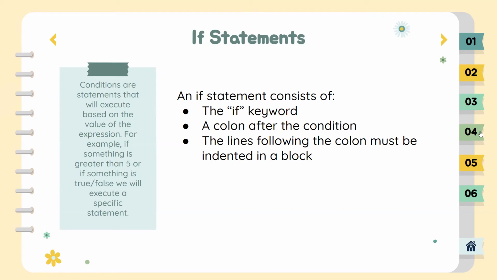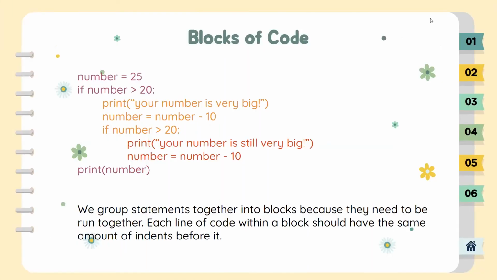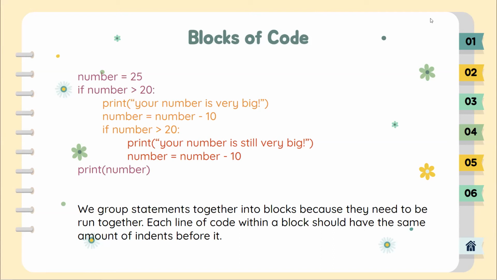So I can show you an example here. Number equals 25. If number is greater than 20, then you can see the content is indented, so that's the part of code that's going to run. It prints your number is very big, number equals number minus 10, and then if number is greater than 20 still, then you can see the indented code again. For that specific if statement is print, your number is still very big, and then number equals number minus 10. And then at the end, it prints the number.